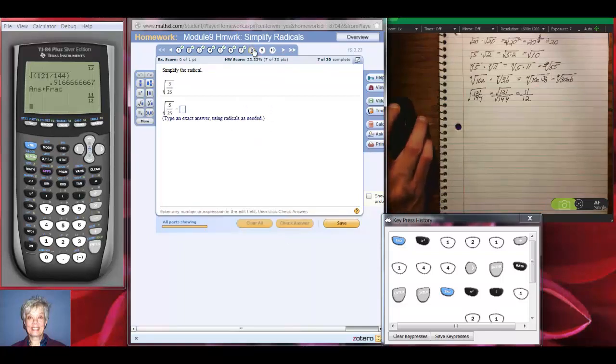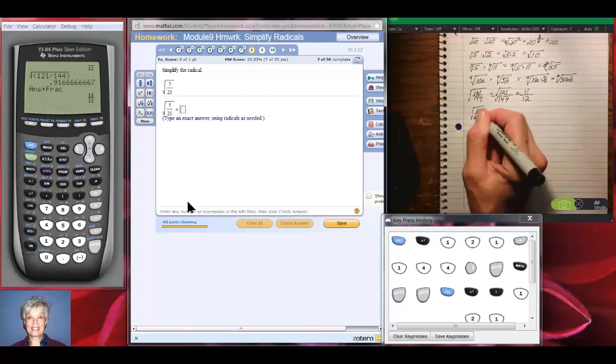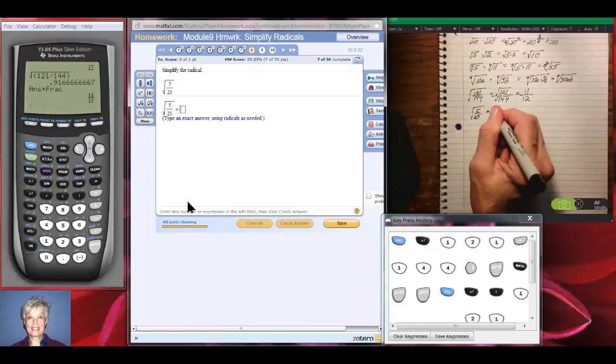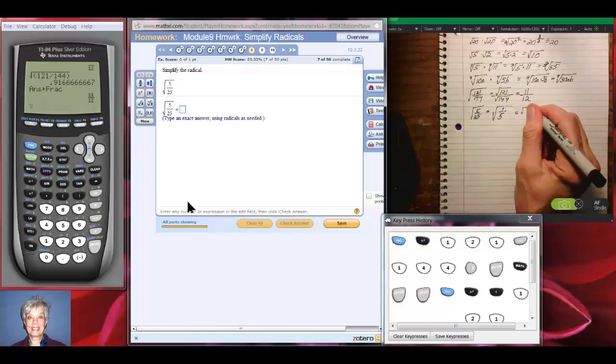Right, 8. 5 over 25. Oh, what to do? Oh, what to do? Well, I know what to do. Take a look at the paper. The square root of 5 over 25, whoa, 5 will go into 25. So this will be the square root of 1/5, which will be the square root of 1 over the square root of 5.